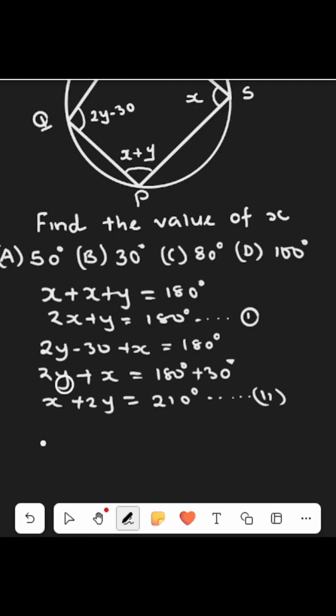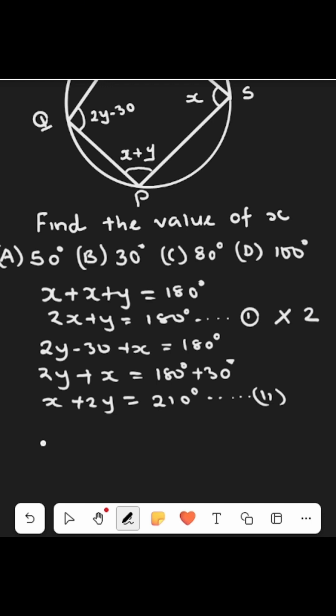Since we want to find the value of x, we need to eliminate y from these equations. This is our equation 1, this is our equation 2. So for us to eliminate y, let us multiply equation 1 by 2. We multiply equation 1 by 2.